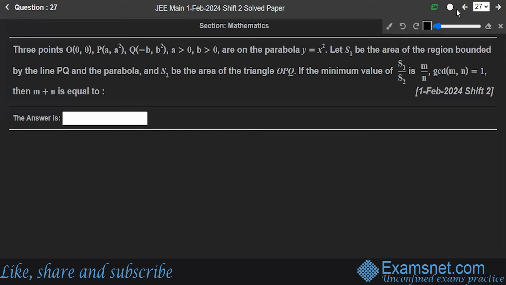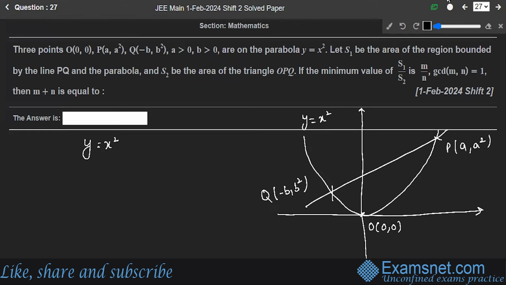Question number 27 says the points P and Q, where a, b greater than 0, are lying on the parabola y is equal to x square. Let S1 be the area of the region bounded by the line PQ and the parabola, and S2 be the area of the triangle OPQ. If the minimum value of S1 upon S2 is M upon N, then the GCD of M and N, the greatest common divisor, is equal to 1. What is the value of M plus N? Let's make the figure to understand this.